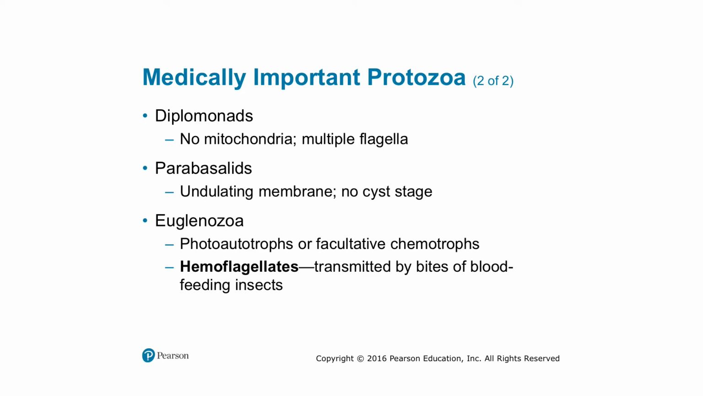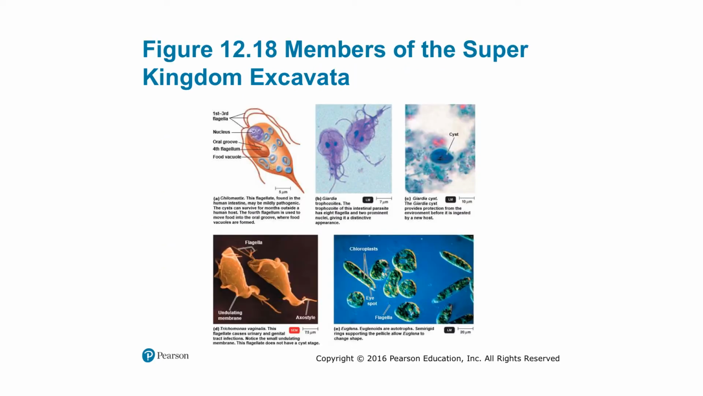So the diplomonads have no mitochondrion. They also have multiple flagella. The parabasalids, they have an undulating membrane. They have no cyst stage. The euglenozoa, these are the photoautotrophs that are facultative chemotrophs, and the hemoflagellates are transmitted by bites of blood-feeding insects.